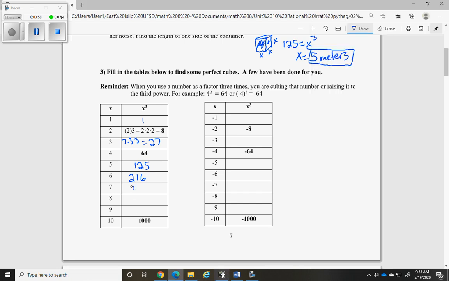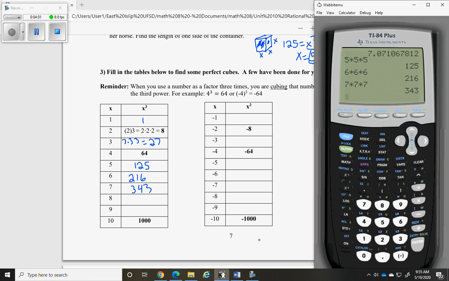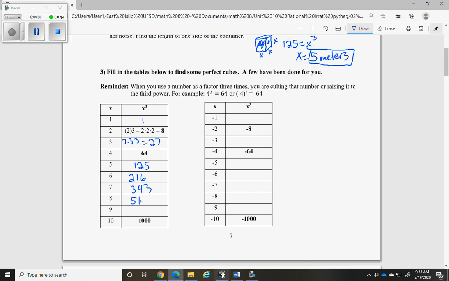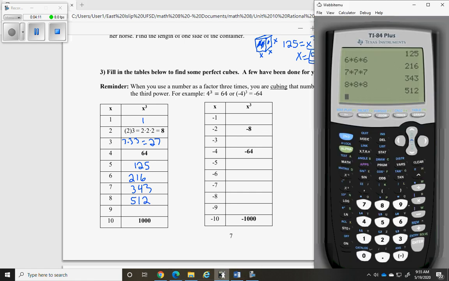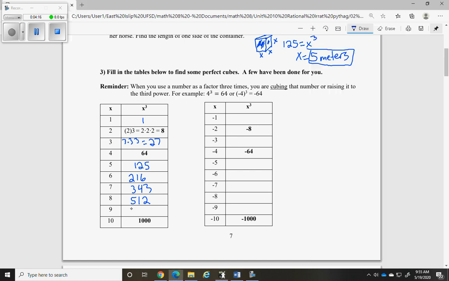is 343. 8 to the third power, 512. 9 to the third power is 729. Now, something you're going to notice between yesterday's lesson and today's lesson is that cubing positive numbers give you a positive answer, and cubing negative numbers gives you a negative answer. Remember, we didn't get any negative answers yesterday because we were only squaring.